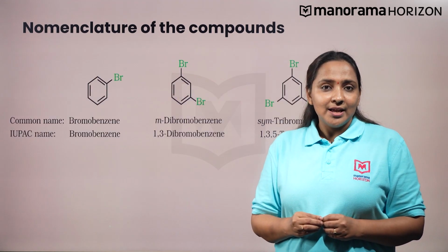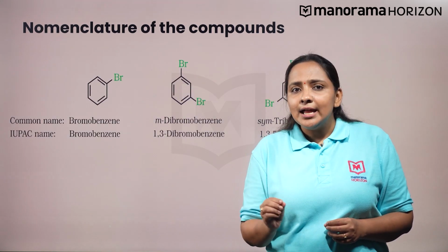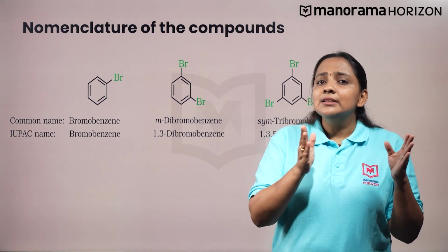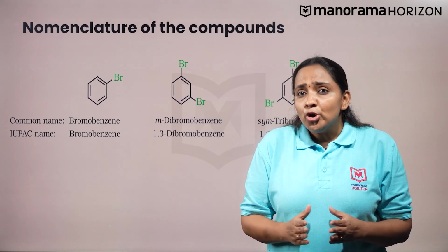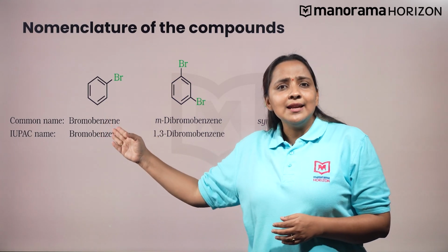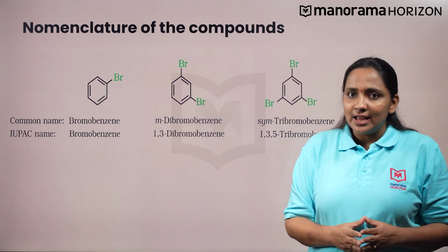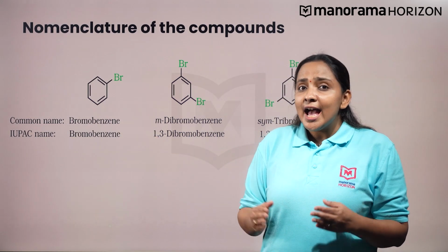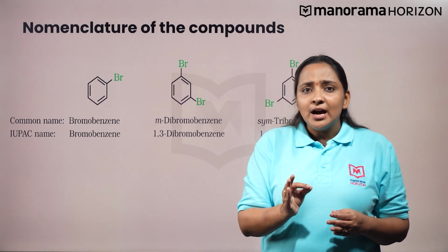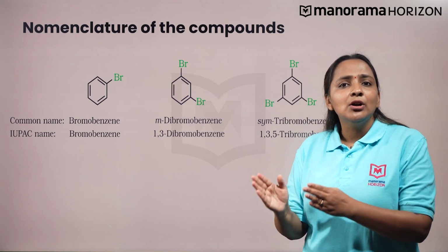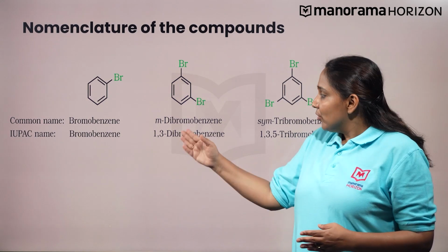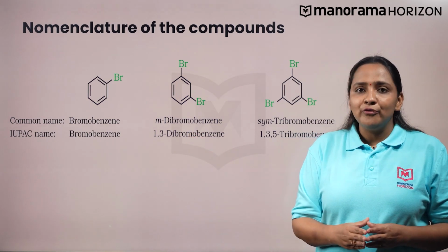Having done the classification of the halogenated compounds, let us now move on to the naming of these compounds. The alkyl halides are named as halo-substituted hydrocarbons in the IUPAC system. For monohalogen substituted derivatives of benzene, the common and the IUPAC names are the same, but for dihalogen derivatives, the prefixes ortho, meta and para are used in the common system, and in IUPAC, the numerals 1,2; 1,3; and 1,4 are used.